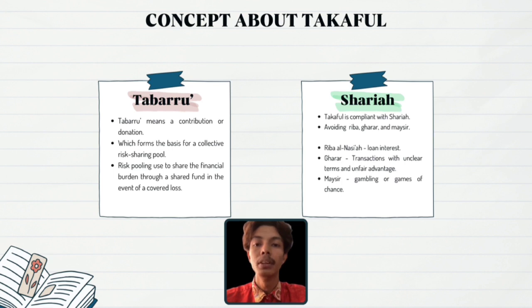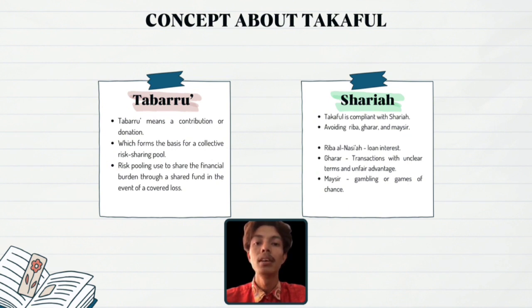Next is Sharia. Takaful also maintains investment that is compliant with Sharia, which is avoiding activities considered impermissible in Islamic finance. For example, riba, gharar and maisir. Riba is considered as exploitative and contrary to the value of Islamic justice and fairness. Riba al-nasi'ah and riba al-fadl are the two varieties of riba. Riba al-nasi'ah is related to investment because it deals with loan interest.